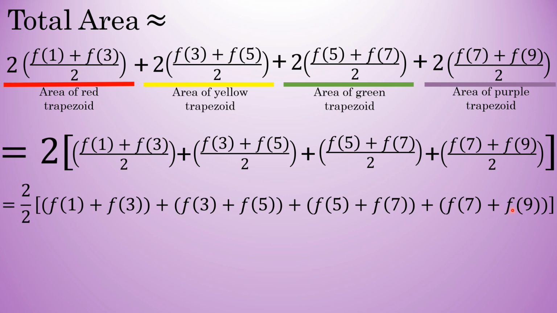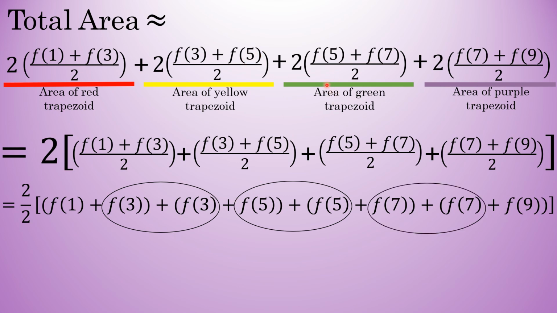Now what I'm going to do next is something that is done in the trapezoidal rule. I'm going to notice that the end of the term for the area of the red trapezoid is f of 3, and the beginning of the two terms for the area of the yellow trapezoid is also f of 3. I mentioned that earlier. F of 5 is the second term in the yellow trapezoid's area and the first term in the green trapezoid's area, and there's also a repeat of f of 7.